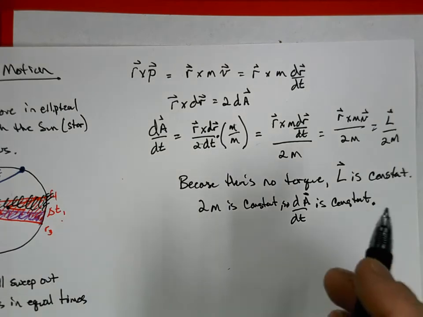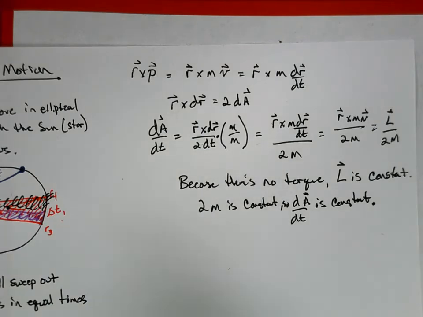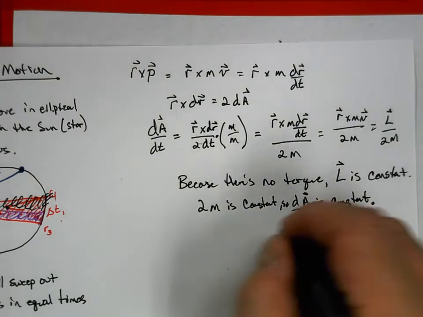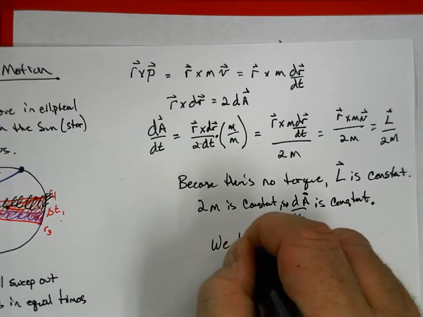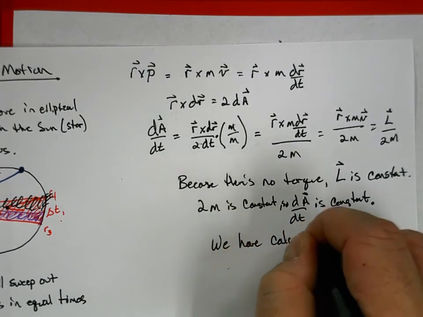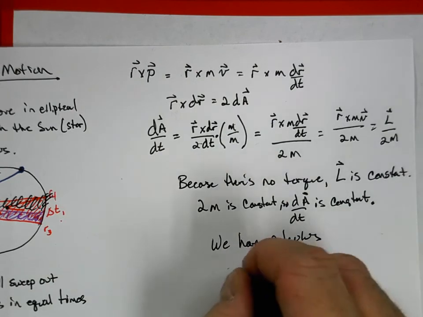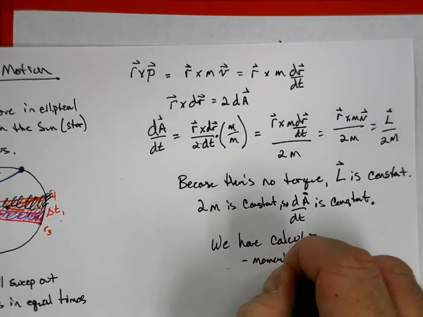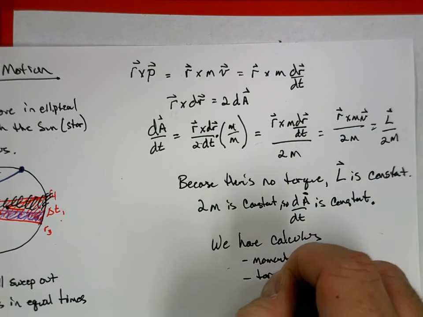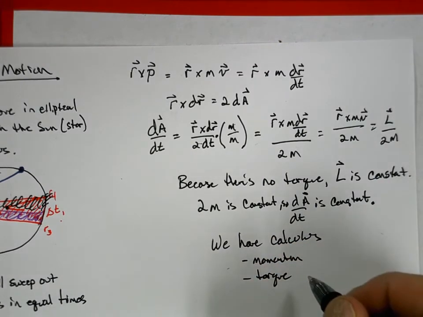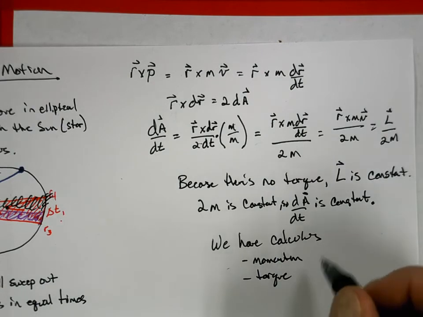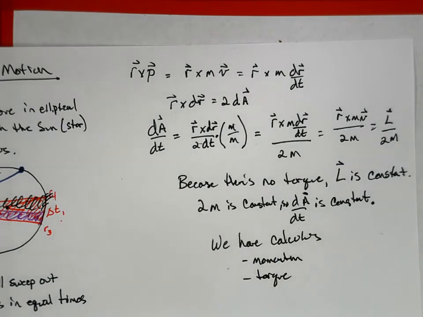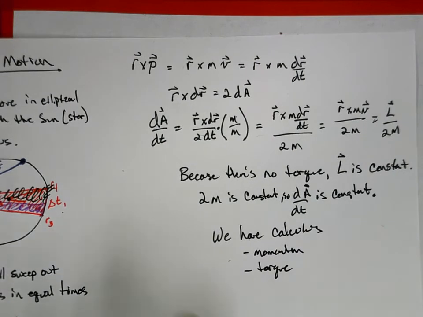It took Kepler 20 years to prove what we just did in about 15 minutes. Why? Because we have calculus. And we know about things like momentum and torque. And because we have all of these things, we were able to prove what it took Kepler 20 years to prove, because he did it the hard way. And this finally brings us to Kepler's third law.